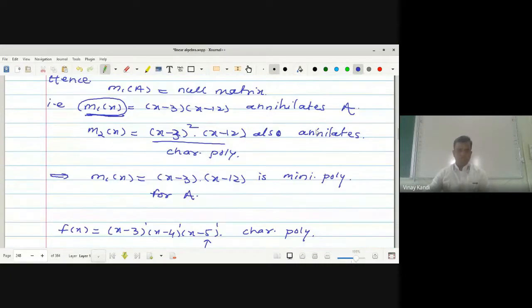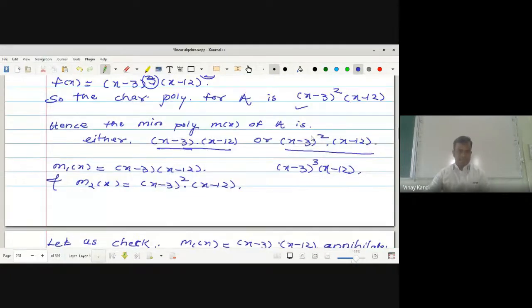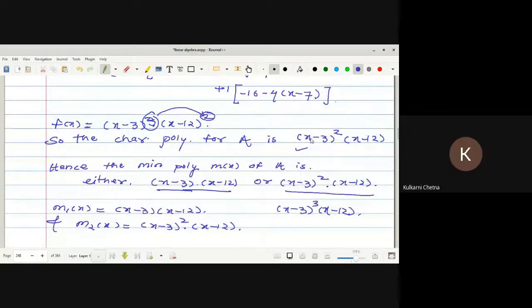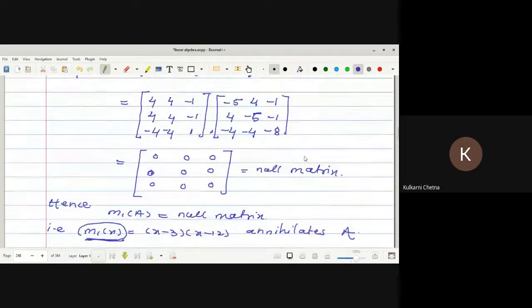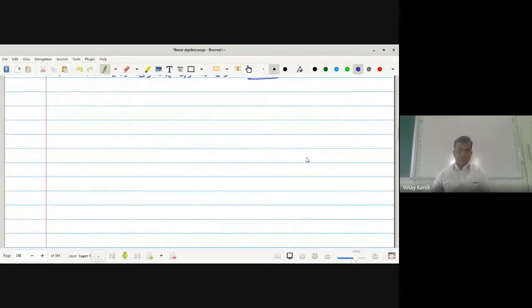Any doubt in these examples? No, sir. Okay, now the last theorem of our first chapter.